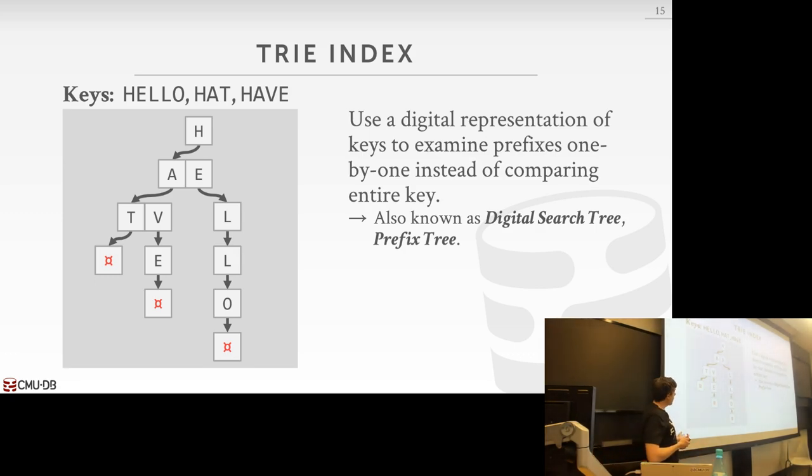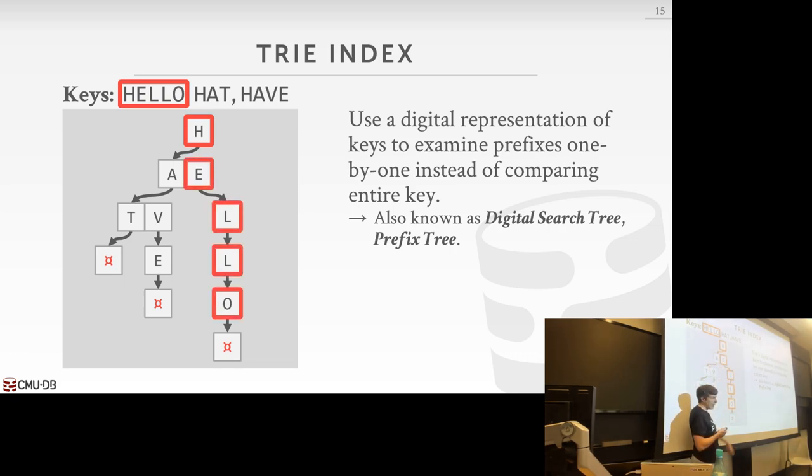Now if I want to do a lookup, say I want to look up hello, I decompose the key into its digits, and I look at the H, I have a match here, I find the E, and then I traverse down the LLO. And the bottom is just like in our B plus tree, this could be a record ID that points to the actual tuple that we're looking for.